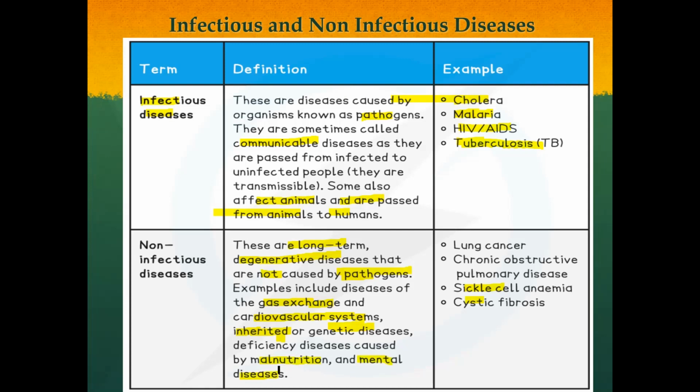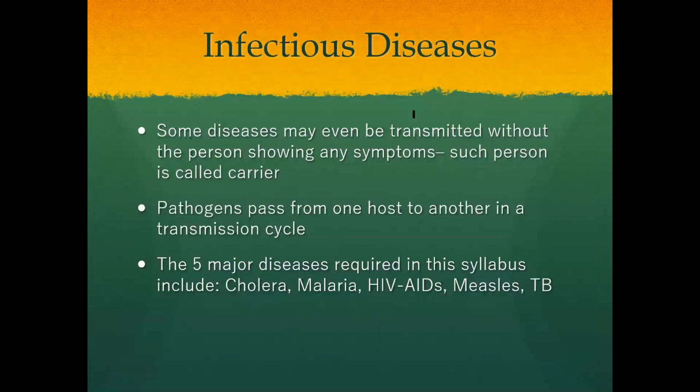For infectious diseases to happen, there needs to be a pathogen, which is the causative organism. So there's a difference between infectious and non-infectious diseases. With infectious diseases, some diseases may be transmitted without a person even showing any symptoms. The person does not know himself that he's suffering from a disease, and such a person is known as a carrier, or we sometimes use the term vector for this as well.